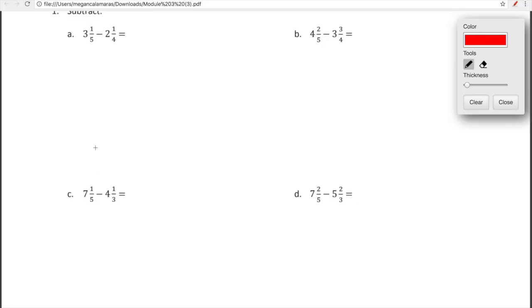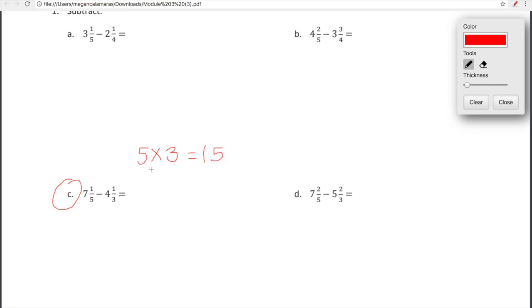Okay, rascals, here's the deal. We are going to do this problem: 7 1/5 minus 4 1/3. You guys know this very well, there are multiple ways to find a common denominator. One way is just to multiply the denominators together. 5 and 3. 5 times 3 is, thank you, Evan, 15.